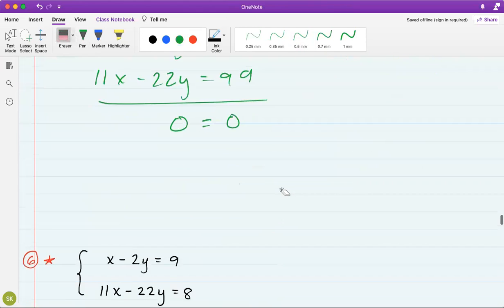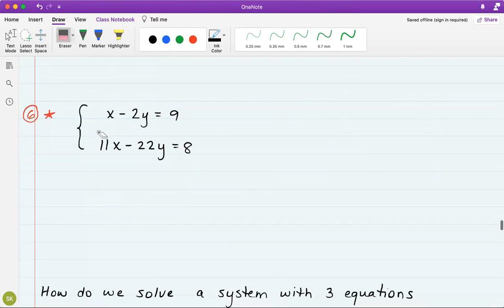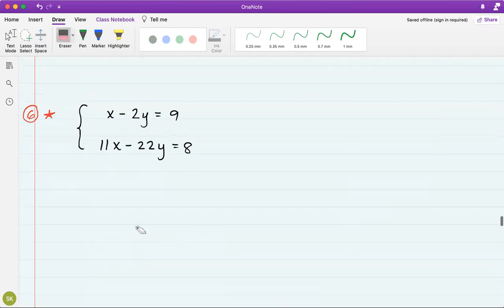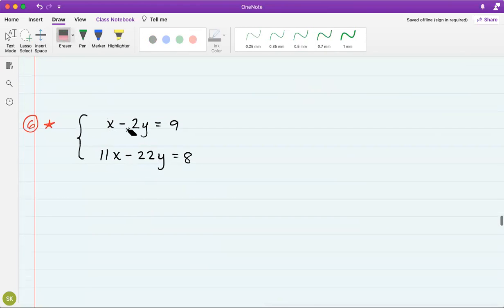Now for the bottom problem, this one here, you're going to have no solution. And the reason for this is, notice that if we multiply this by 11, we get this here, but this number is not 99. So these lines are going to have the same slope, but different y-intercepts. So let's see what happens when we got no solution.